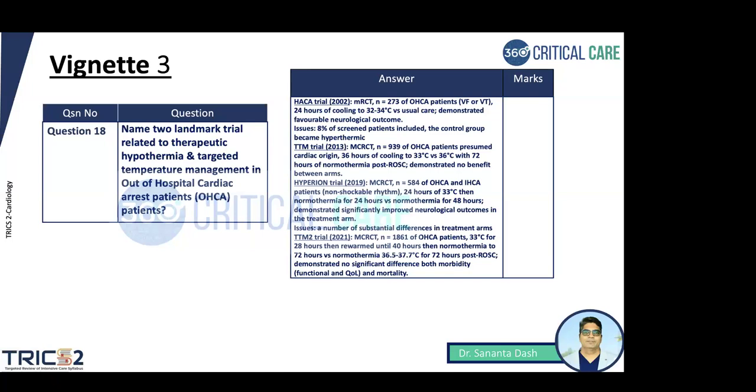And there is the HYPERION trial, which is, again, I think from the ESICM, to my memory, 584 patients, and they looked at various outcomes. But it has shown some significantly improved neurological outcome in the hypothermic group. So you need to know which trial supported the hypothermic arm. They are usually the older trials like the HACA trial and the HYPERION, but TTM1 and TTM2 are in favor of normothermia. That's where the current practice is.